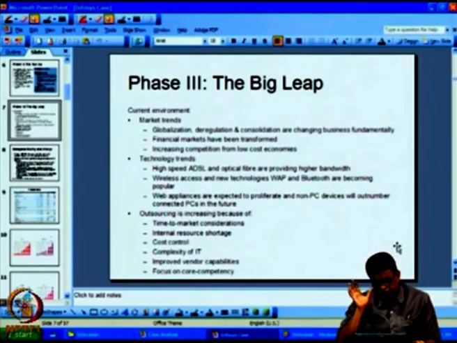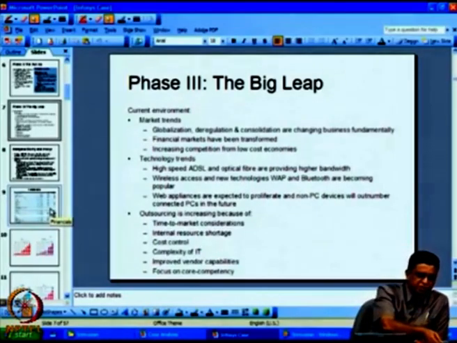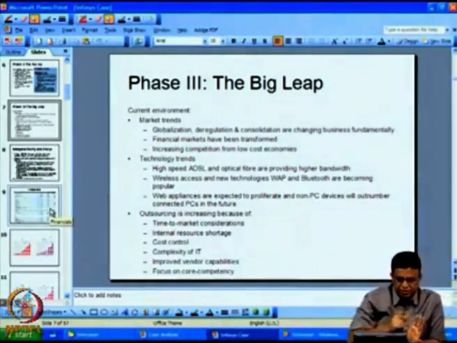Then what is the outsourcing trend? It is increasing. Why is it increasing? Because of the time to market considerations, internal resource shortage, then the cost control, then the complexity of IT, then the improved vendor capabilities, then the focus on the core competency. So, this is what I was trying to tell you in the earlier classes also. It is always advantageous for a firm to devote more attention to where its core competency lies.